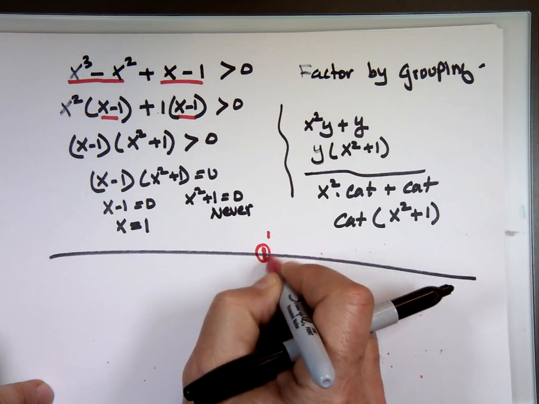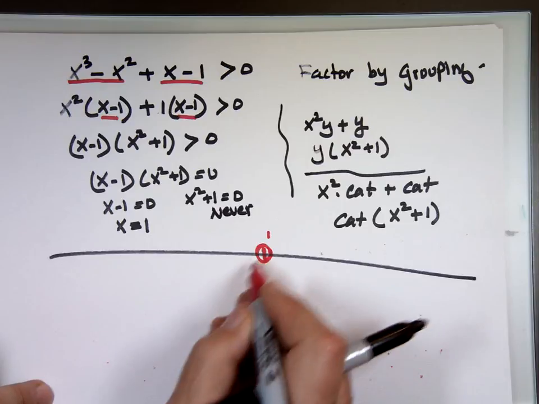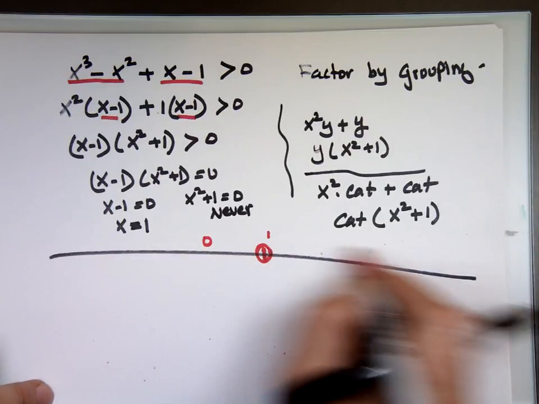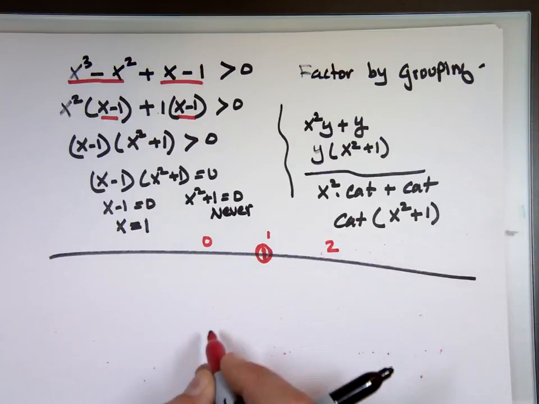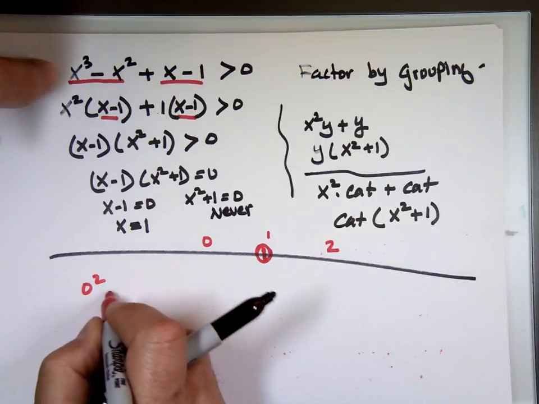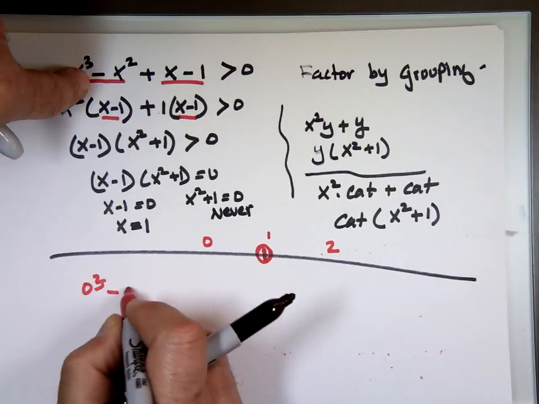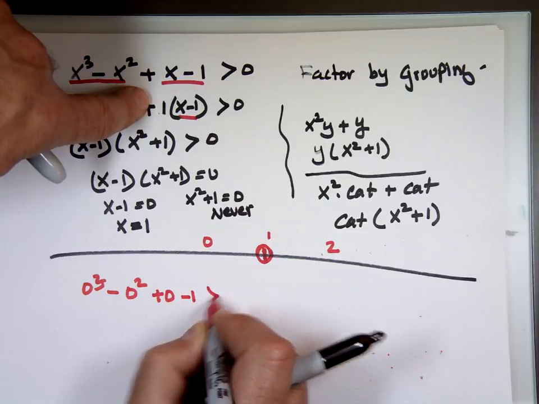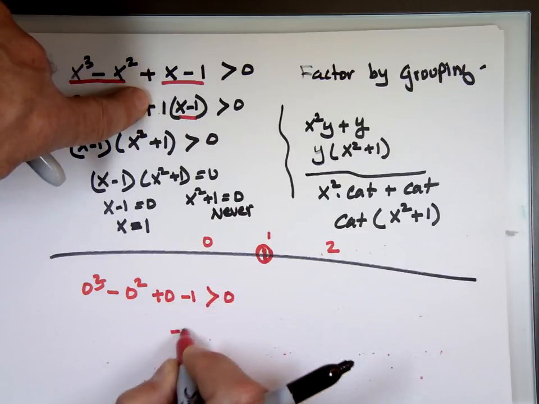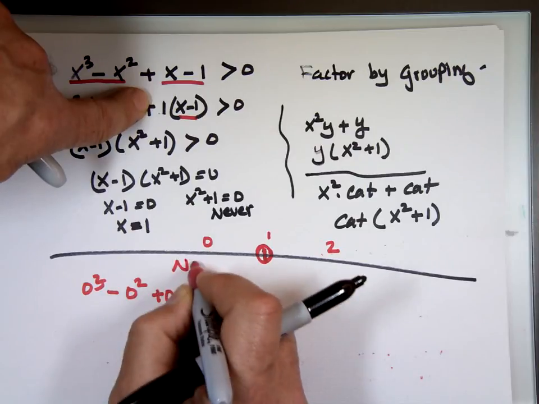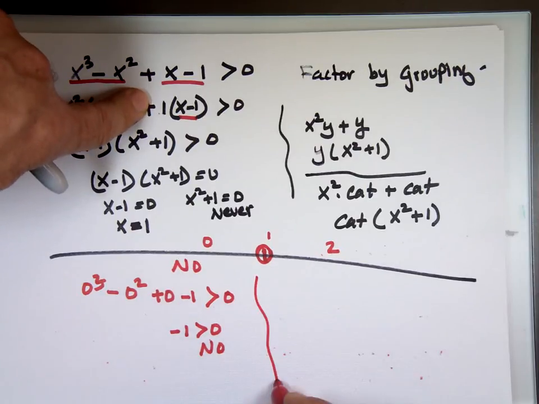That's an open parenthesis. Now we take a test point to the left, like a 0, and a test point to the right, like the 2, and plug them in. It's greater than 1. Is 0 cubed minus 0 squared plus 0 minus 1 bigger than 0? Is negative 1 bigger than 0? No. This is not a solution.